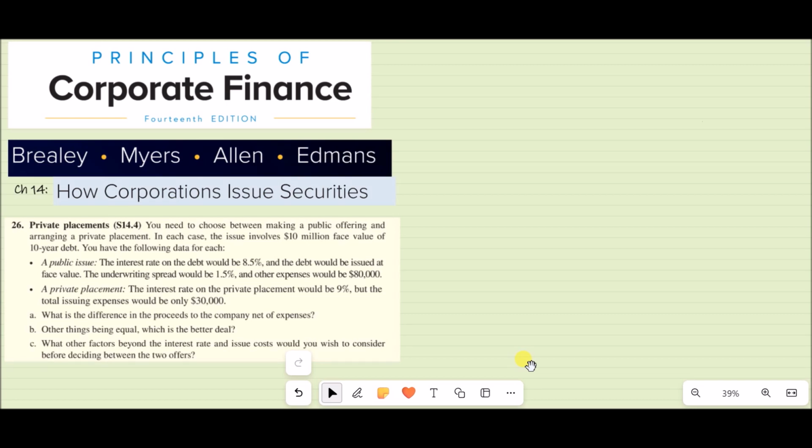Question number 26. It's about the private placement. You need to choose between making a public offering and arranging a private placement. In each case, the issue involves 10 million face value of 10-year debt. You have the following data for each. A public issue: the interest rate on the debt would be 8.5% and the debt would be issued at face value. The underwriting spread would be 1.5% and other expenses would be 80,000. Private placement: the interest rate would be 9%, but the total issuing expense would be only 30,000.